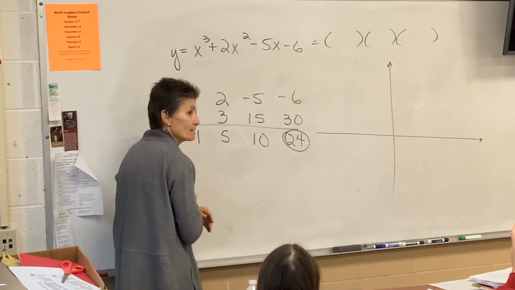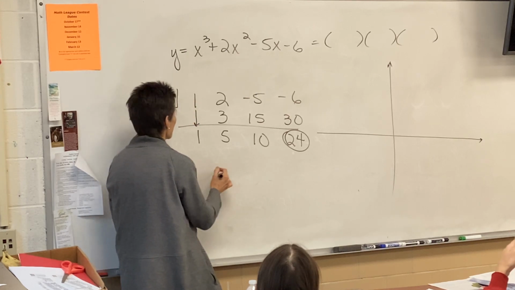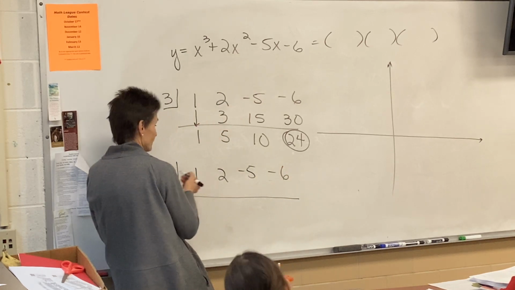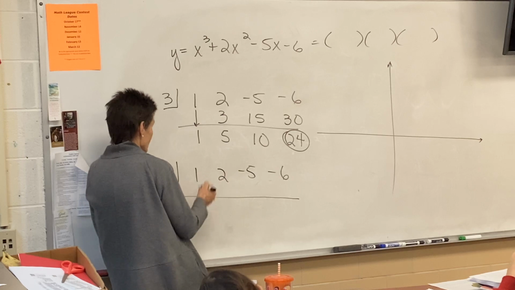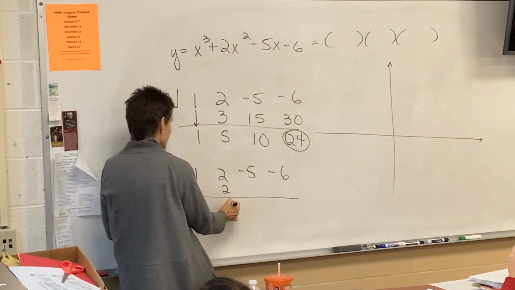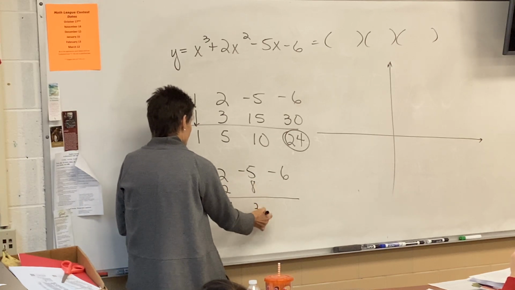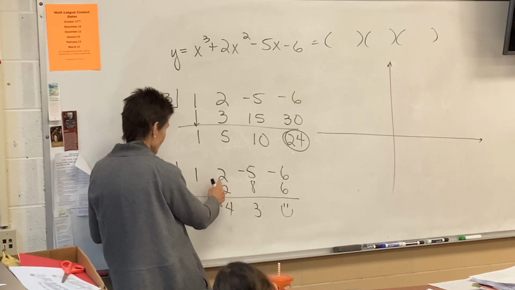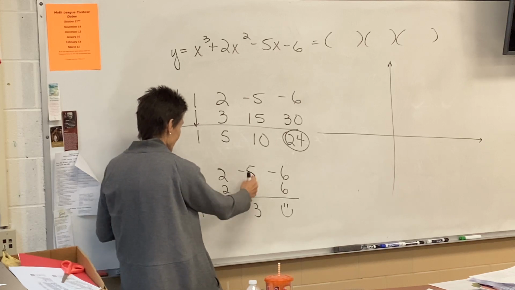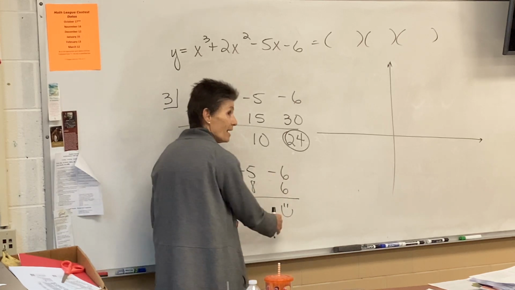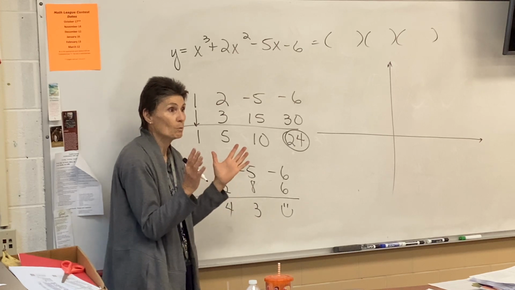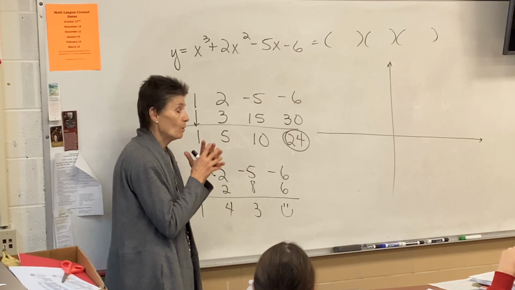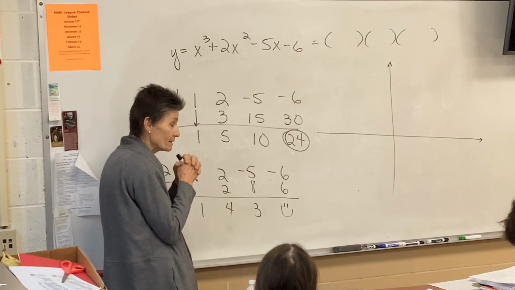Who has another guess? 2. Okay, so I'm repeating. You're like, oh my gosh, Mrs. Ford, this could take forever. 2 times 1 is 2. Add. 2 times 4 is 8. Add. 2 times 3 is 6. Guess what? We found one. You guessed one. Okay. Now what?